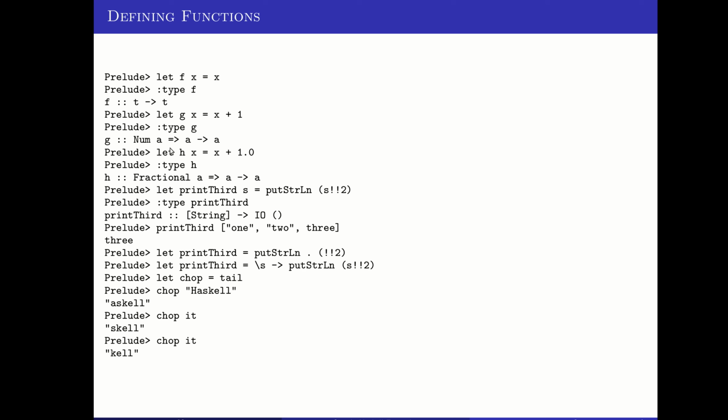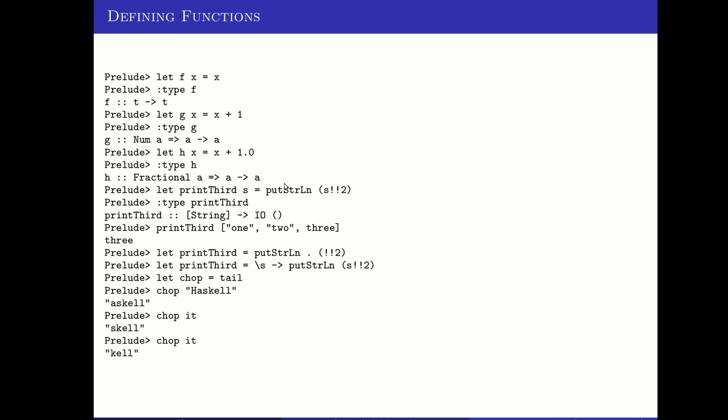If we define h of x to be equal to x plus 1.0, then our type is even more restricted, because to add 1.0, then your result will be a fractional, and to add together, you need another fractional on the other side too.